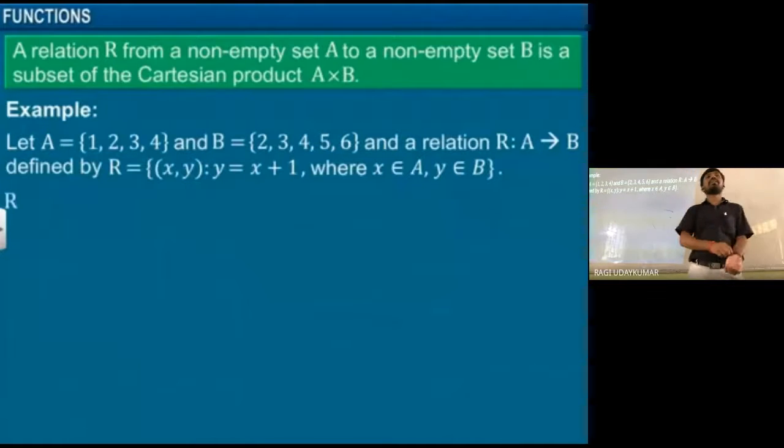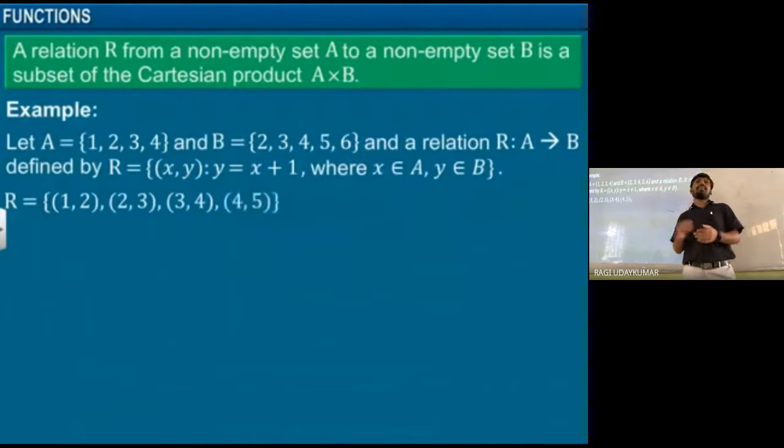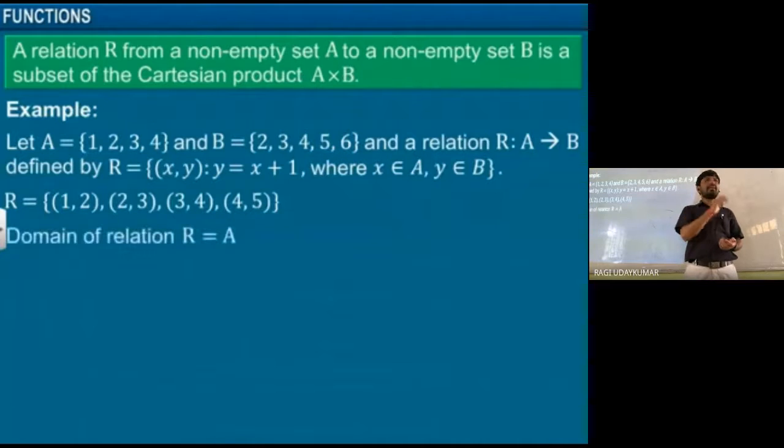So what are the ordered pairs we are going to get? Ordered pairs we need to say, not the coordinates. 1 comma 2, 2 comma 3, 3 comma 4, 4 comma 5. Taking 5 is not good, because even although 6 is present in B, we are not having the 5 in the set A.